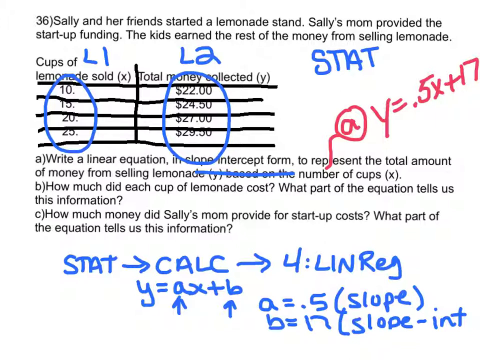As we said before, in B, it says how much did each cup of lemonade cost? Well, each cup of lemonade is going to be 50 cents. And you can tell that because of the slope. And then C asks how much money did she provide for startup costs. That's going to be your $17, and that's represented by your y-intercept.